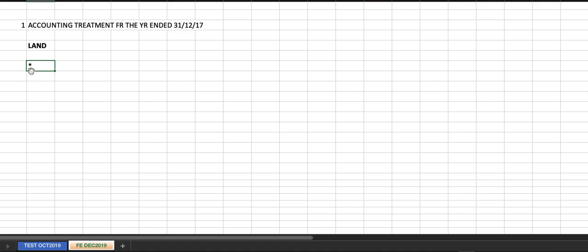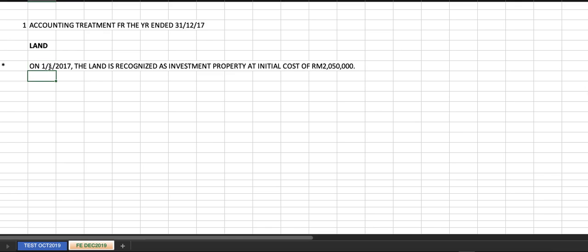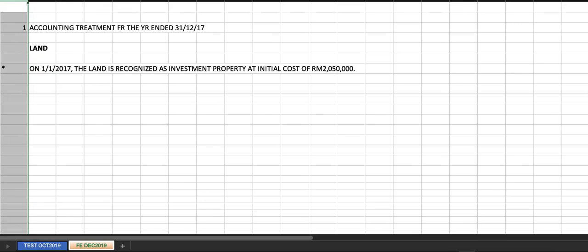So here you would say, on 1st January 2017, the land is recognized as investment property at initial cost of RM2,050,000. Make sure you put them in bullet points because it will make it easier for me to read your points.